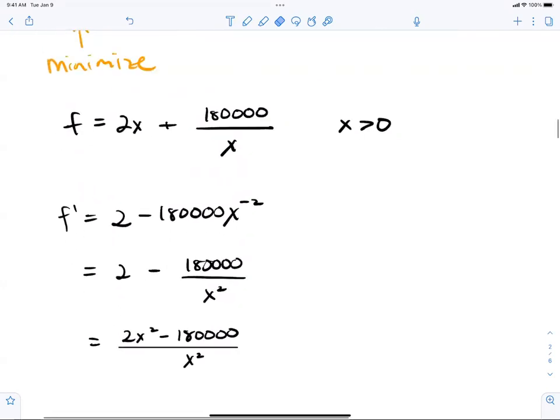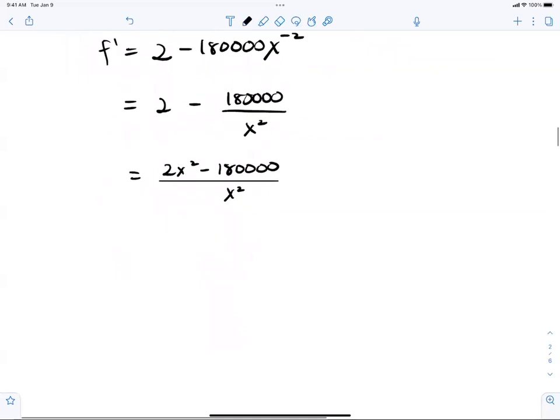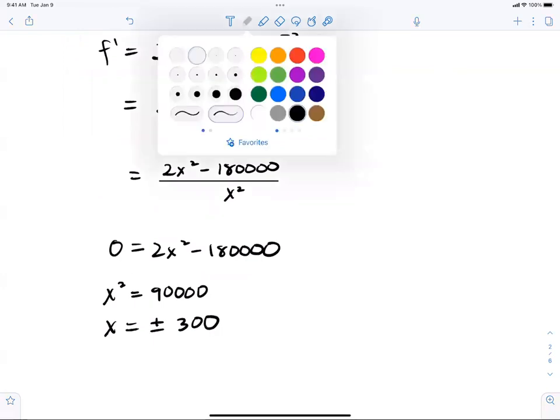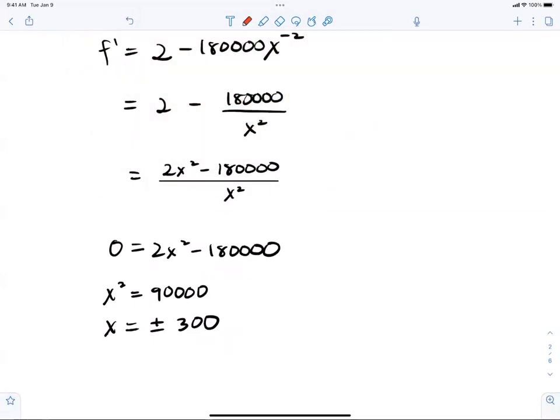Okay, so F prime would be undefined at 0, but 0 is not even in the domain of F. So we only need to consider where the numerator would be equal to 0 to identify our critical numbers. So we get x squared equals 90,000. So x is equal to plus or minus 300. However, x must be greater than 0 so we can ignore the negative.